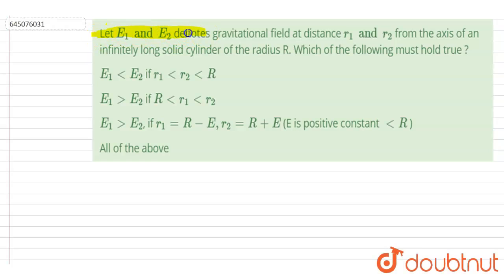Hello everyone. Let E1 and E2 denote the gravitational field at a distance R1 and R2 from the axis of an infinitely long cylindrical wire of radius R. Which of the following holds true?